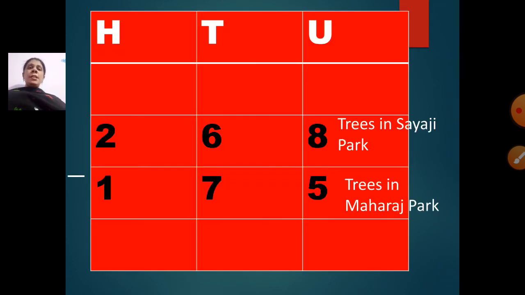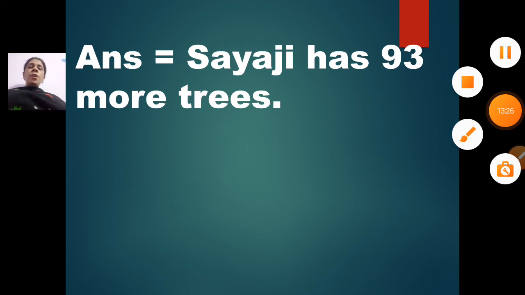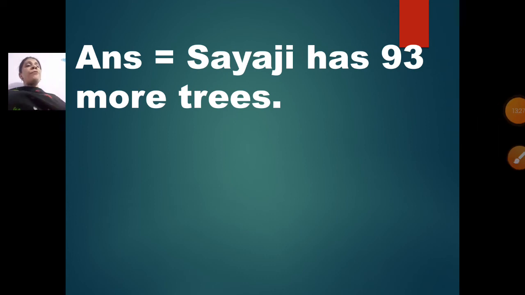When you have finished this writing, when you have solved this sum, below that write the answer, that is equal to sign. Then Sayaji has 93 more trees, okay? Understood how you have to write this? This will be your first sum over. Your first sum will come in one page, okay?